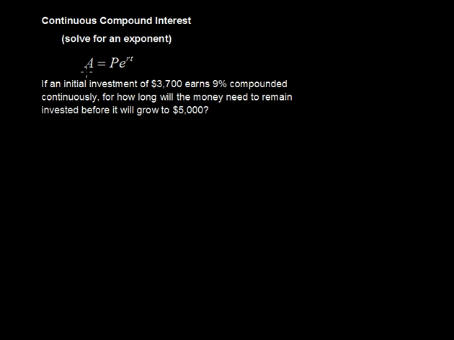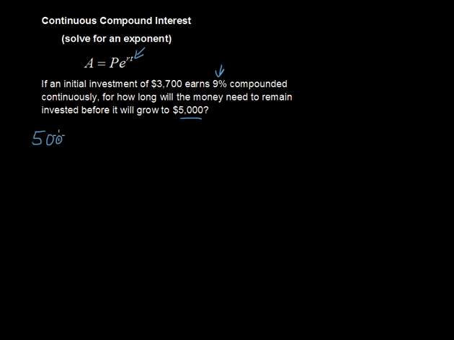In this formula, A is the ending amount, P is the initial principal, e is a number, the natural base, 2.718..., r is the rate as a decimal, and t is time in years. And so we will be solving for t in this example. So the ending amount is $5,000.